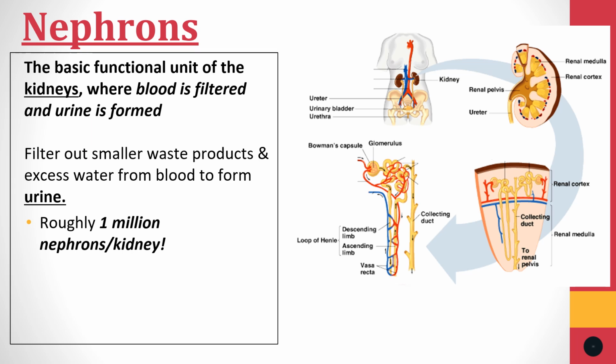So let's talk about nephrons. Nephrons are going to be the basic functional unit of the kidney. This is going to be where the blood is actually being filtered at the microscopic level and where the urine is being formed. So nephrons are going to filter out smaller waste products and excess water from the blood to form urine. You have roughly 1 million nephrons per kidney. So there's a whole lot of these little guys in there.